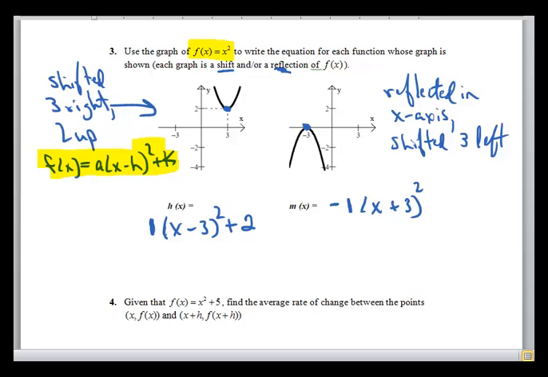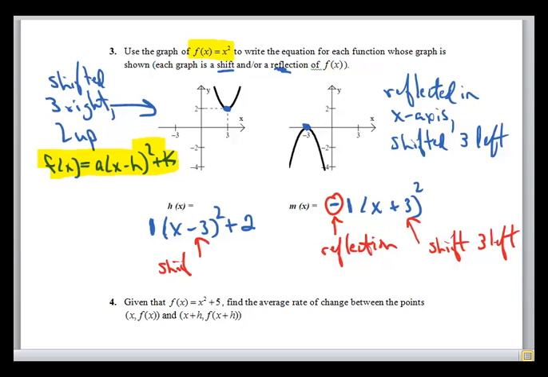Right? So bottom line here is that the negative was the reflection, and this was the shift 3 left. And over here with this one on the left, this was shift 3 right, and this plus 2, this was shift 2 up.